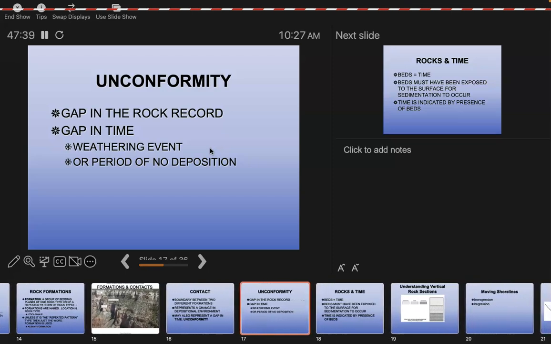So an unconformity, again, is a gap in the rock record. Therefore, it's a gap in time. It could be a weathering event, in other words, erasing. Or it could also just be nothing's really getting deposited. Right now, you just look out this window, we're in the no deposition sort of thing. Yeah, there's some sediment building up here or there, but not much. And arguably, we're wearing more stuff away than we're depositing.